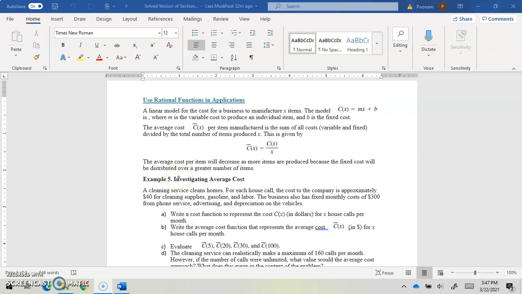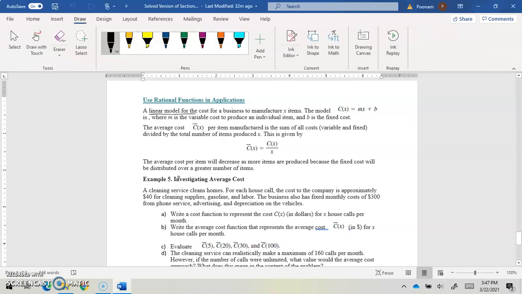Let's learn some application of rational functions. A linear model for a cost function for a business manufacturer of X items. Let's say the cost function is a linear function of X number of items. So X is the number of items which we are producing. M is the variable cost to produce one item. B is the fixed cost.